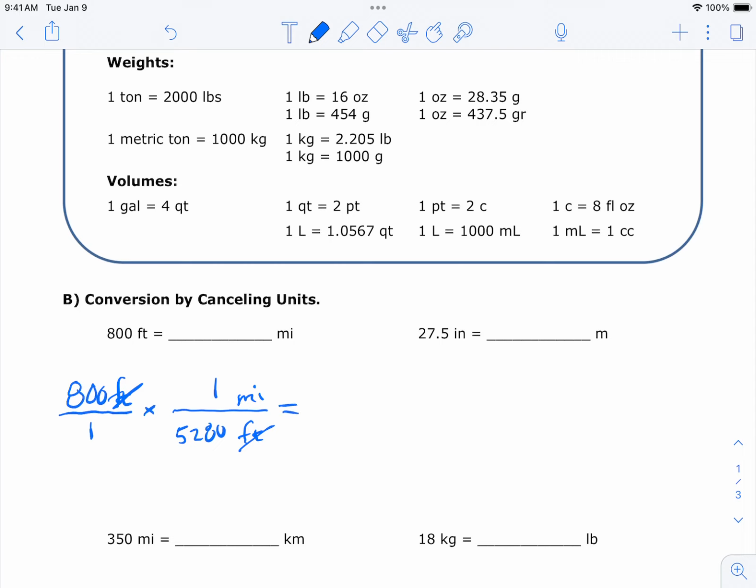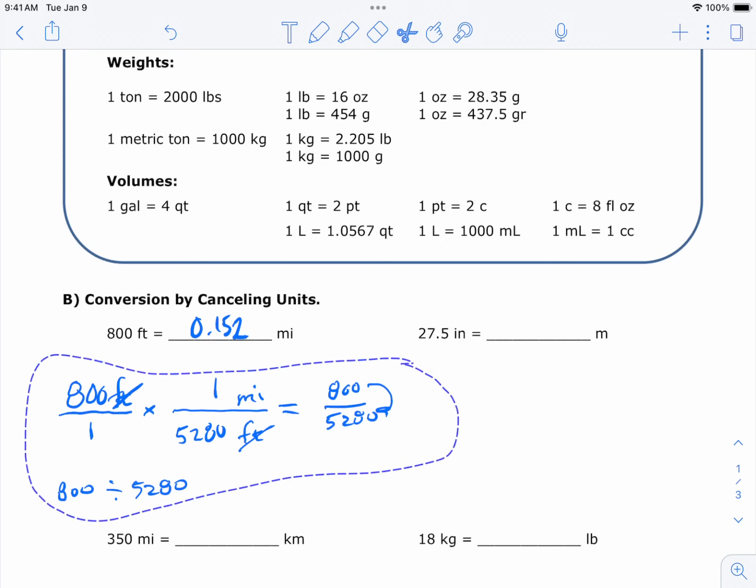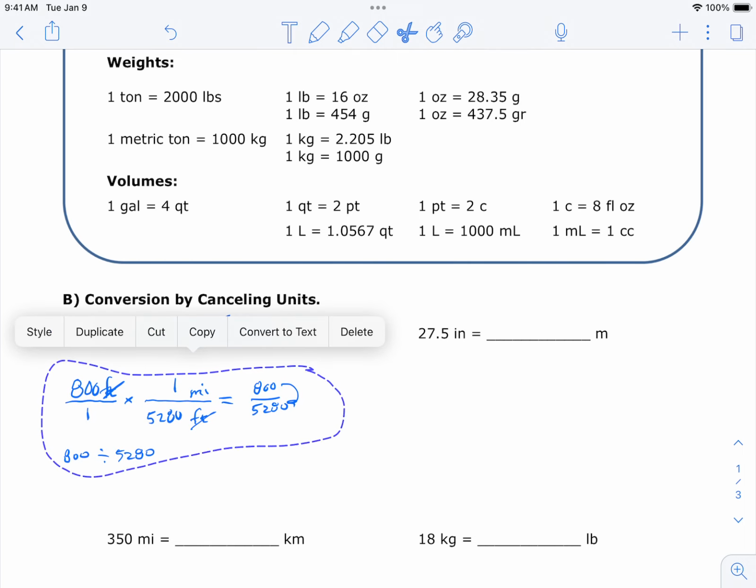Now, on your calculator, how do you do this? Well, you just take 800 on top. You could say times 1 if you want, but you don't have to. Basically, you just divide by the 5280. If you did 800 times 1, it would look like this. And if you did 1 times 5280, it would look like this, right? Okay, now divide 800 by 5280. What have I got here? I've got just about 0.152 miles. Okay? So, cool. I'm going to shrink that down.